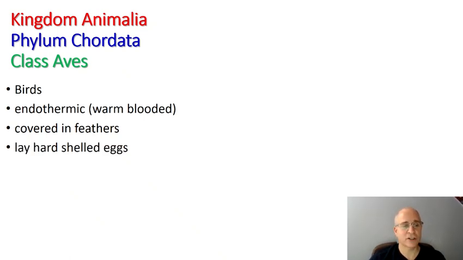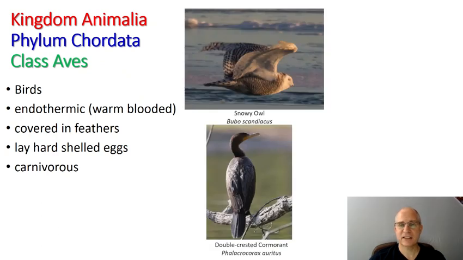Birds do lay hard-shelled eggs. Some birds are carnivorous, like the snowy owl pictured at the top, and the double-crested cormorant with that nice big hooked beak. They're really good at diving for and catching fish.